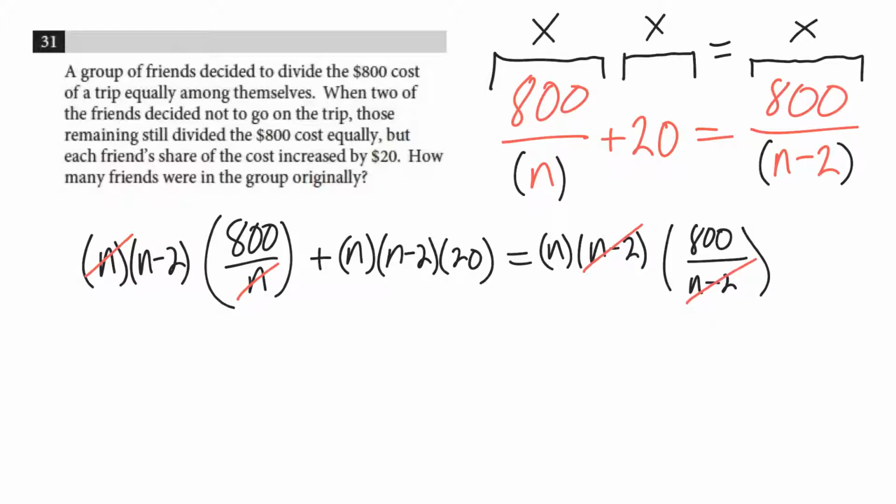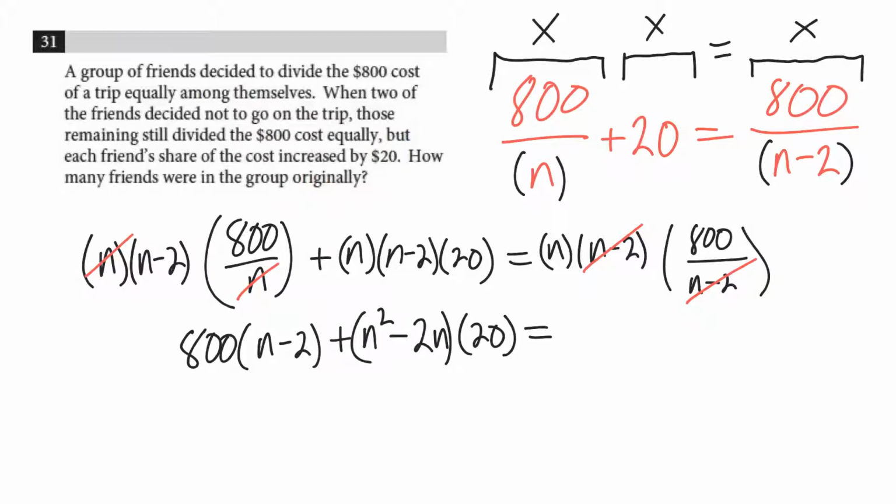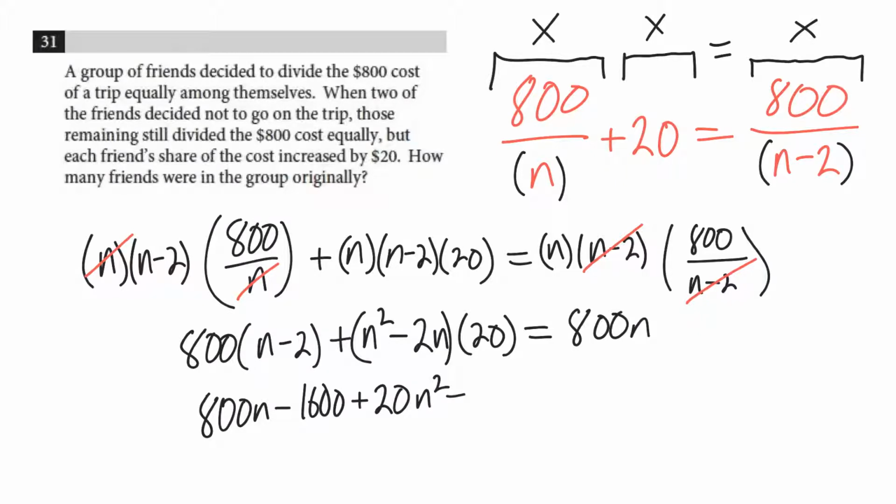So what we're left with is 800 times n minus 2 plus, well, I'm going to distribute this n. We got n times n, it's n squared minus 2n times 20. Over here we've got just 800 times n, or 800n. So we're going to distribute over here. We're going to have 800n minus 1600 plus n squared minus, distribute that 20n. We're going to have plus 20n squared minus 40n equals 800n.